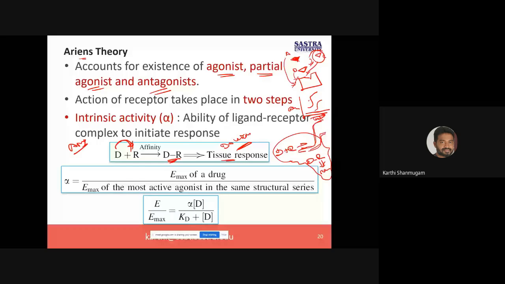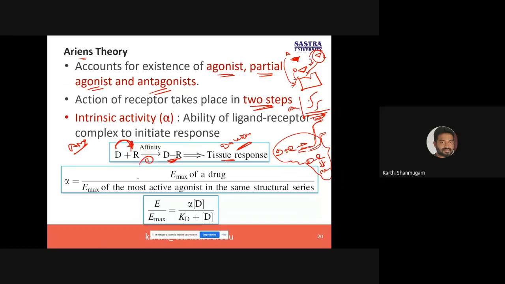So that is what he termed as affinity. Affinity is the ability of the drug molecule to go and bind to the receptor. So that is the first step, right? So he called this the first step. The first step is the formation of the drug receptor complex, and that itself depends on the affinity. If the affinity is more, the formation of the complex is simple. If the affinity is less, the complex may form or it may not form. That's the first step, right?